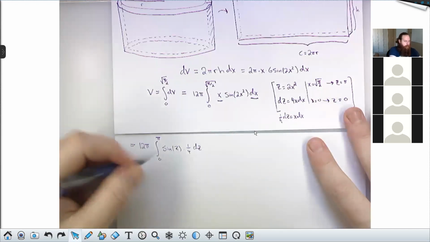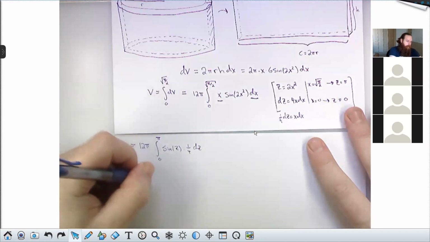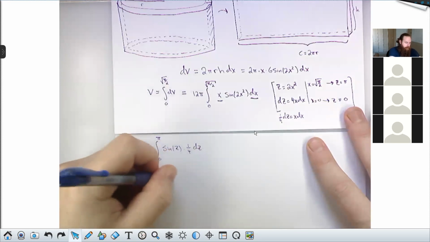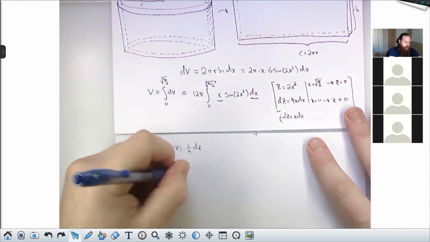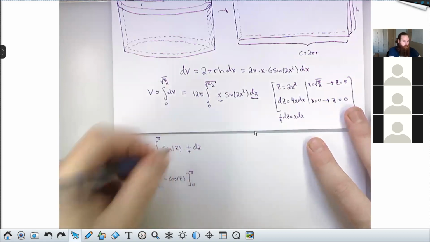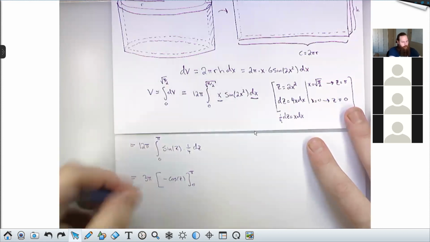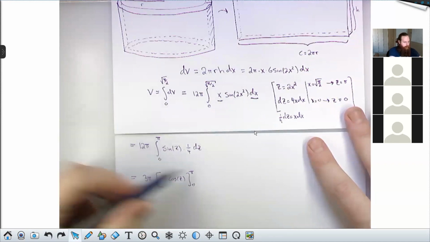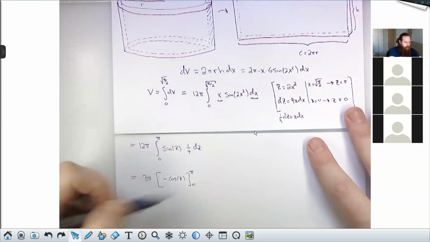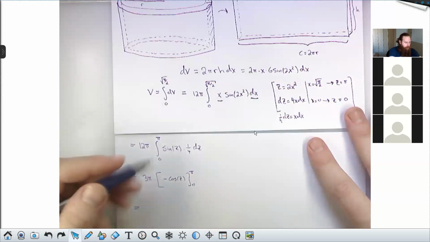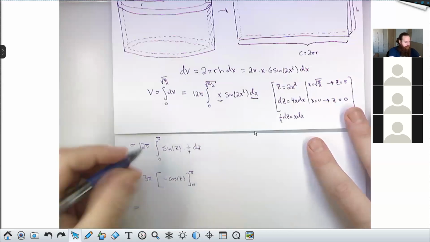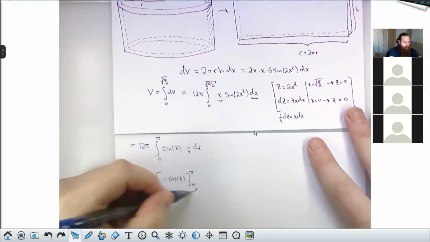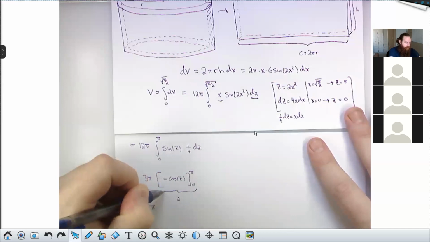I can pop out the 1/4, 12 pi becomes 3 pi. Sine of z, when you integrate that, becomes negative cos of z. And we evaluate between 0 and pi. The negative cos z between 0 and pi, that's the same evaluation that we did last time. That's just 2. Right? At the upper bound, you get negative, -1. At the lower bound, you get negative, +1. But you're subtracting, so it'll be 6 pi altogether, because this piece, when you evaluate, you get 2.